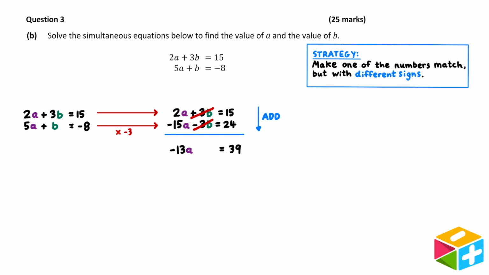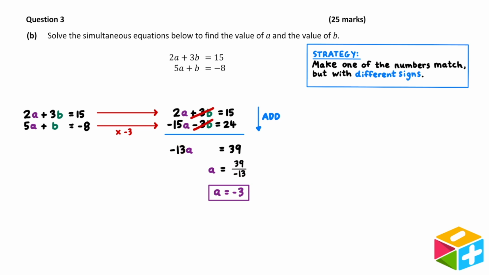To find a, we'll need to get rid of this minus 13. This is being multiplied by the a, so to get rid of it, we should do the inverse operation to both sides. In other words, we should divide both sides by minus 13. Performing the calculation on the right-hand side gives us an answer of a is equal to minus 3.